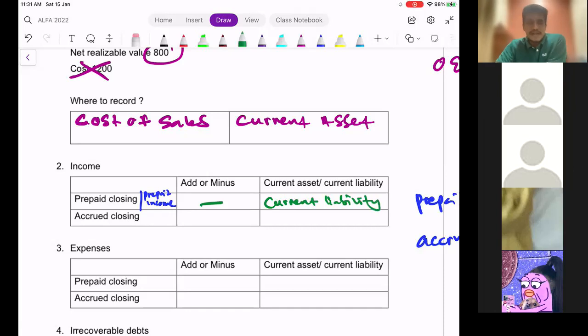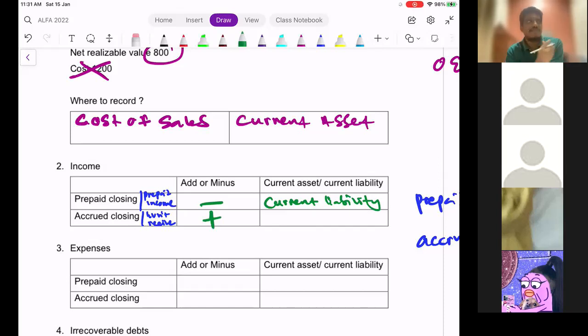Okay. Accrued closing is you haven't received. Supposed to receive, but you haven't received. So since you haven't received, do we plus or minus? We plus because it's for this year, but we haven't received, which means we haven't recorded. Haven't recorded means we need to record. So we need to plus.